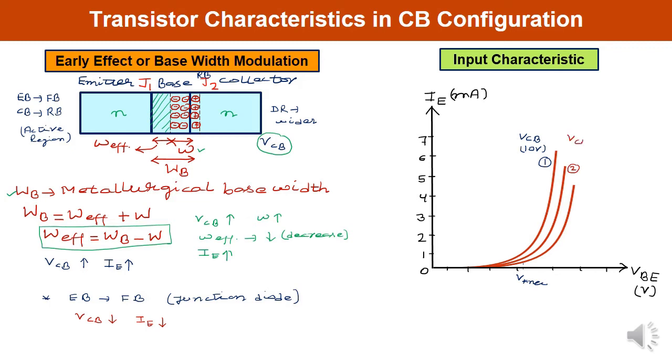Now for curve number 2, if the value of VCB is 6 volt, you can see in this case IE is reduced. Once again, if you reduce the value of VCB for the third curve, let us say VCB is 4 volt, IE will reduce. So you can see this curve is shifted downward when you reduce the value of VCB, and when you increase the value of VCB, this curve will shift upward, because in that case IE will increase. So this is how you can plot the input characteristic curve. I hope this point is clear.